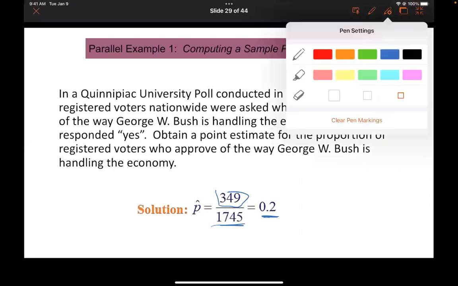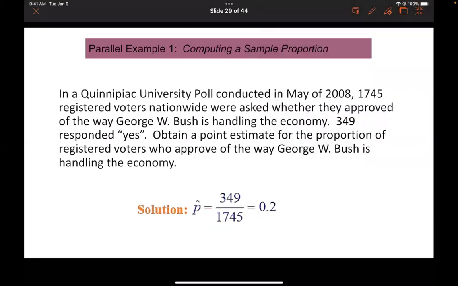That is a point estimate. It is p hat. And p hat is going to remain our friend for the rest of the class.